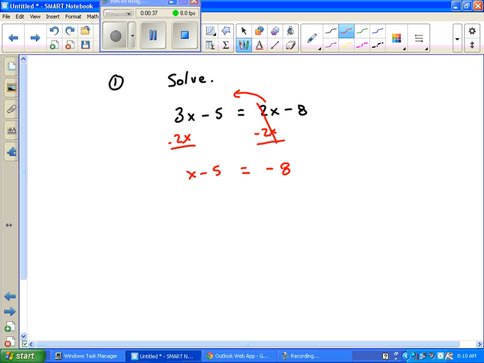You've got your x's on the left, so bring everything else to the right. Get rid of minus 5 by adding it. Do the same thing on the right to balance it. X equals, these will cancel, negative 3.